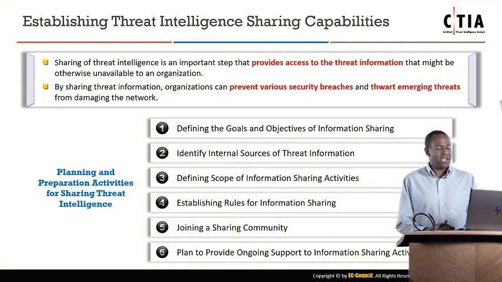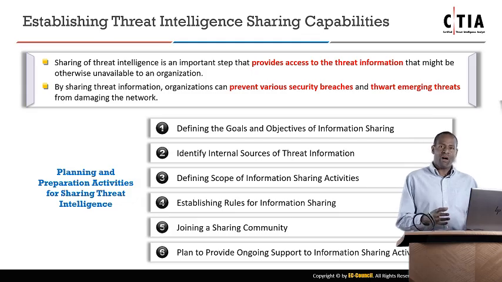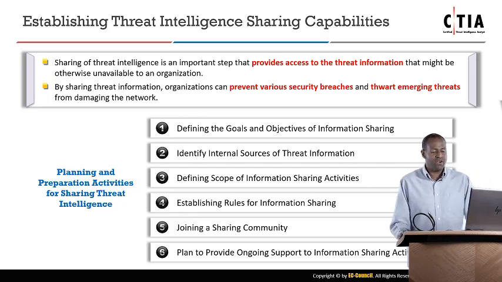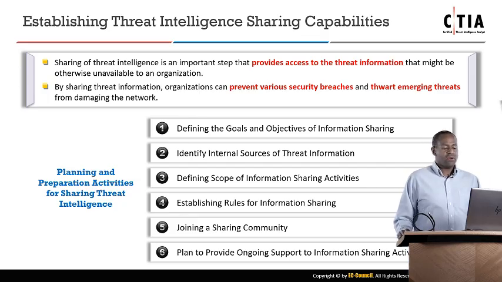Number two, identify internal sources of threat information. So the internal sources are going to be from your organization's infrastructure and from the people involved with monitoring that infrastructure. Number three, define a scope of information sharing activities. So who's going to be shared with? What is going to be shared? And how are we going to share this information internally?